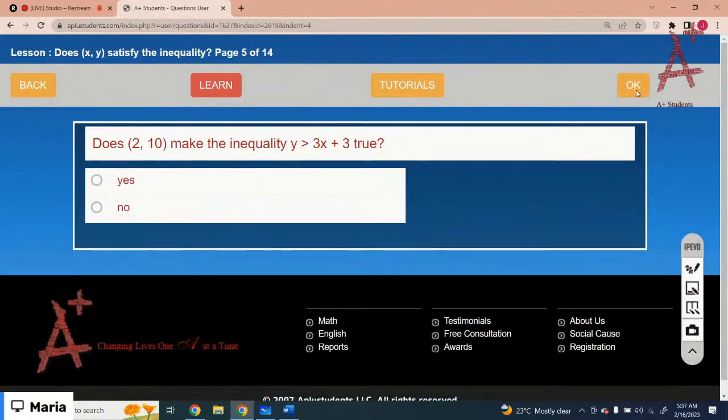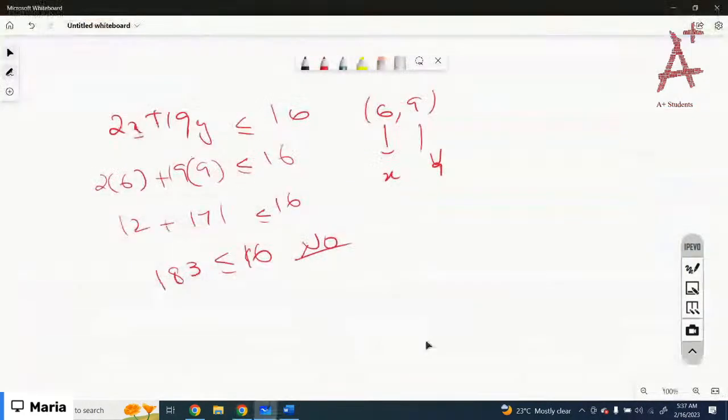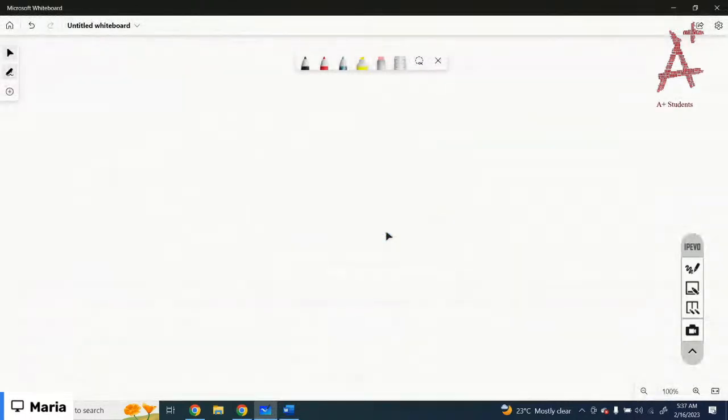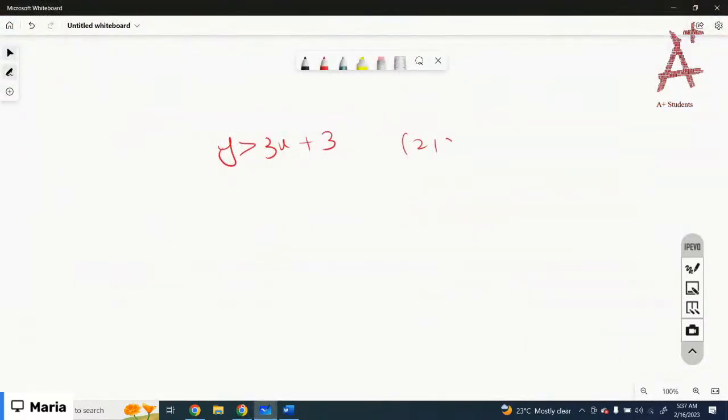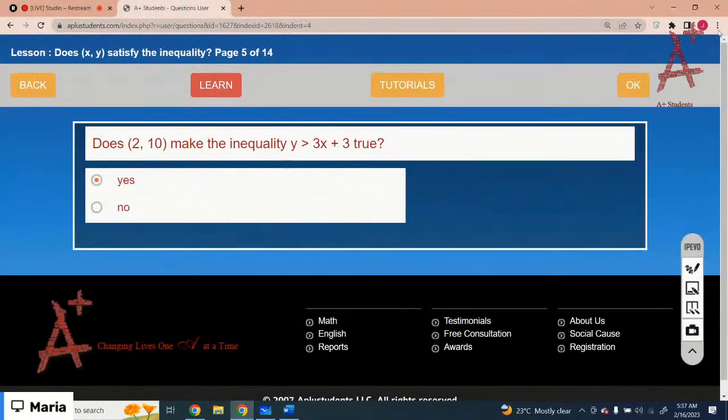Okay, the next one is, does the point (2, 10) make the inequality y greater than or equal to 3x plus 3 true? The point is 2 and 10. This is the x value and this is the y value. So it is 10 is greater than 3 times 2 plus 3. 3 times 2 is 6, and 6 plus 3 is 9. So 10 is greater than 9. Is it true or false? Yes, it is true. Got it? So the correct option is yes.